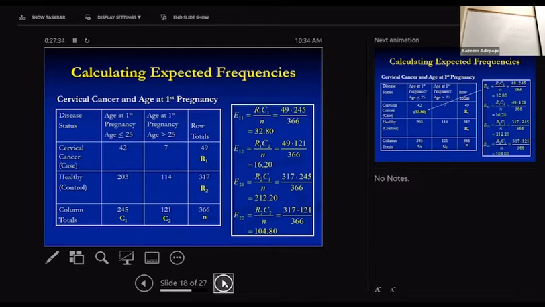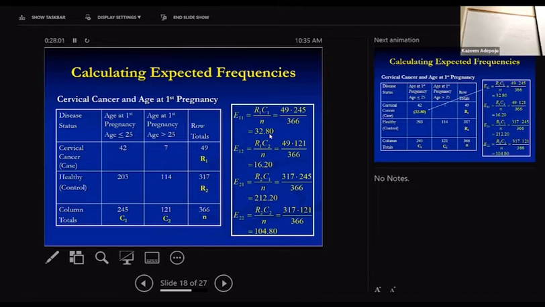For those of you online, if I want to get the expected for 42, what is the row total for 42? 49, multiply. What is the column total for 42? 245, divided by the 366. That's what you have here. Now, my expected for 42 is 32.80.